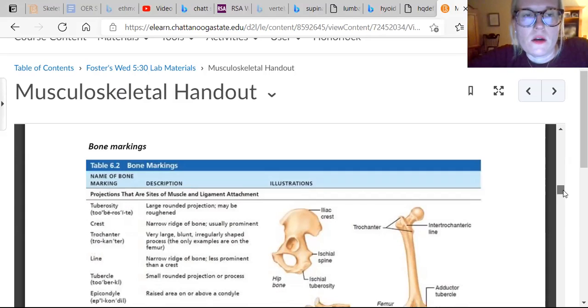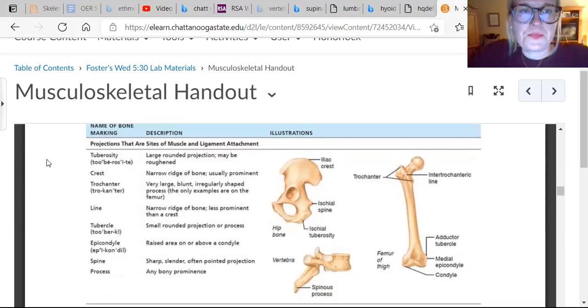All right, so here are the examples. The first one, let me underline them as I go through them. This is tuberosity. Tuberosity is a large rounded projection that could be roughened. And there are examples over here. So this right here, the ischial tuberosity, for example.